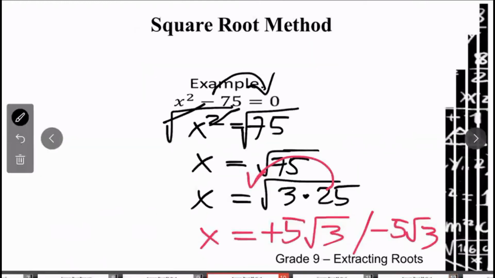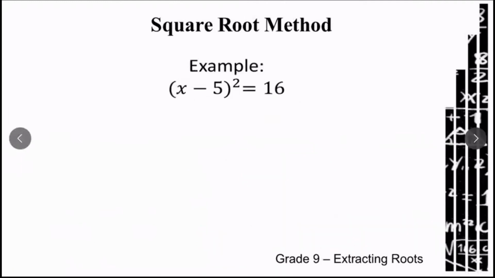Okay, so now let us proceed with our more complex application of the square root method. Let us have this one. Always remember, as long as we have a squared term and a number, we can apply the square root method. In this example, we have (x − 5)² = 16. As you observe, we are given a squared expression and the number 16. Therefore, let us apply the square root method.